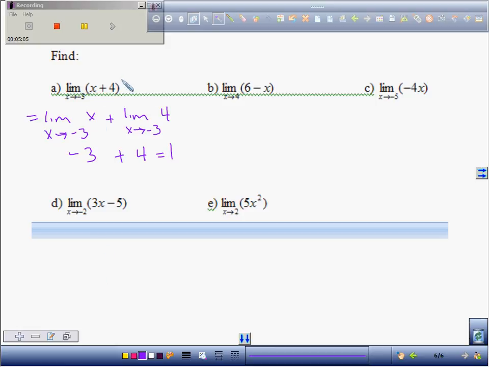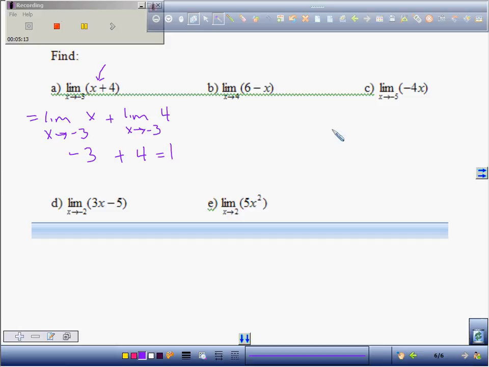Now you say, why do I have to do that? I could have just plugged negative 3 in there and got the same answer. And the reason for that is, again, when you get into more complicated limits and you need to break it apart, you're allowed to do that. The same thing goes for this. I'm not going to do this one. It's exactly the same thing.